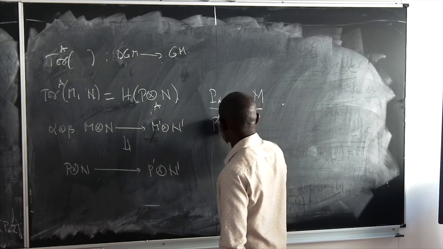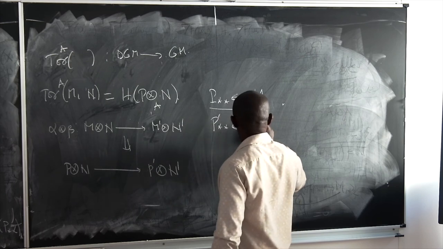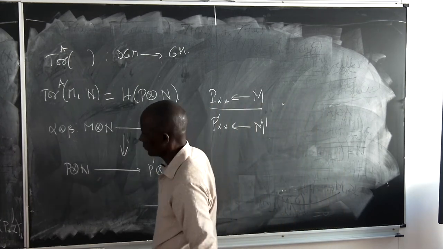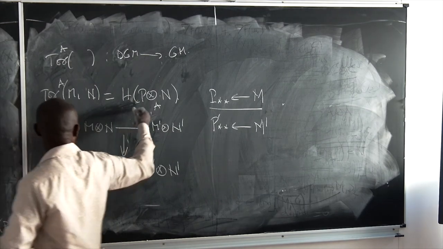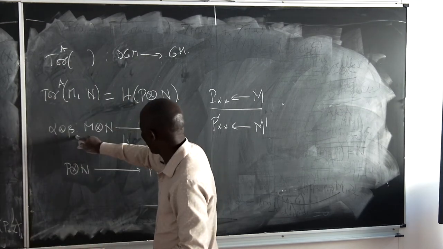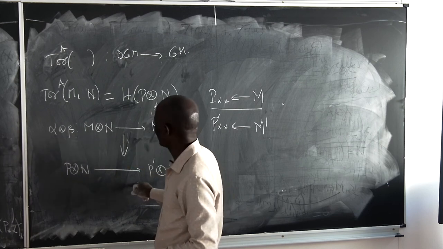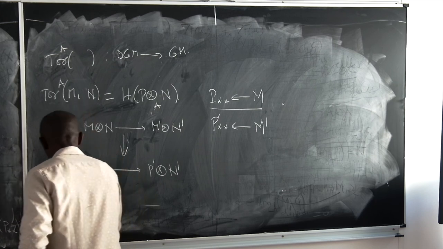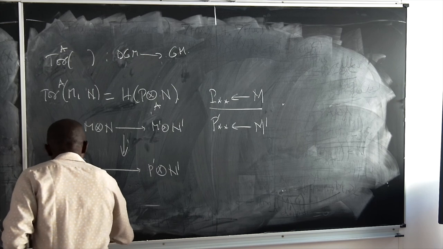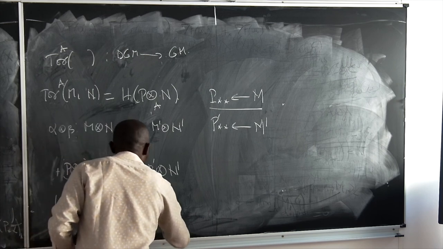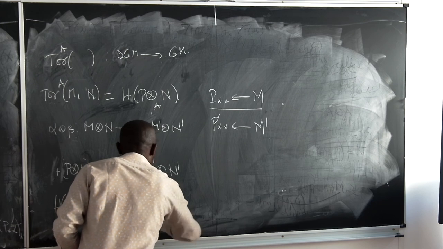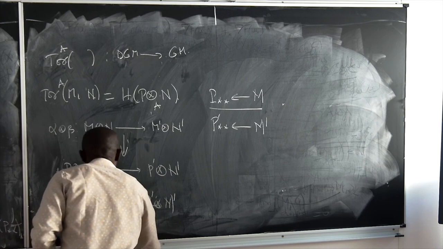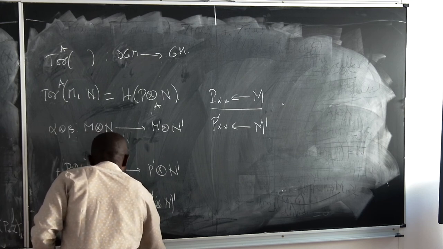Where P prime is the semi-free resolution of M prime. So this map is exactly the extension of alpha tensor beta to this. Because by taking the homology here, we have P tensor N, P prime tensor N prime. Take the homology here. We have H of alpha tensor phi, tensor beta.